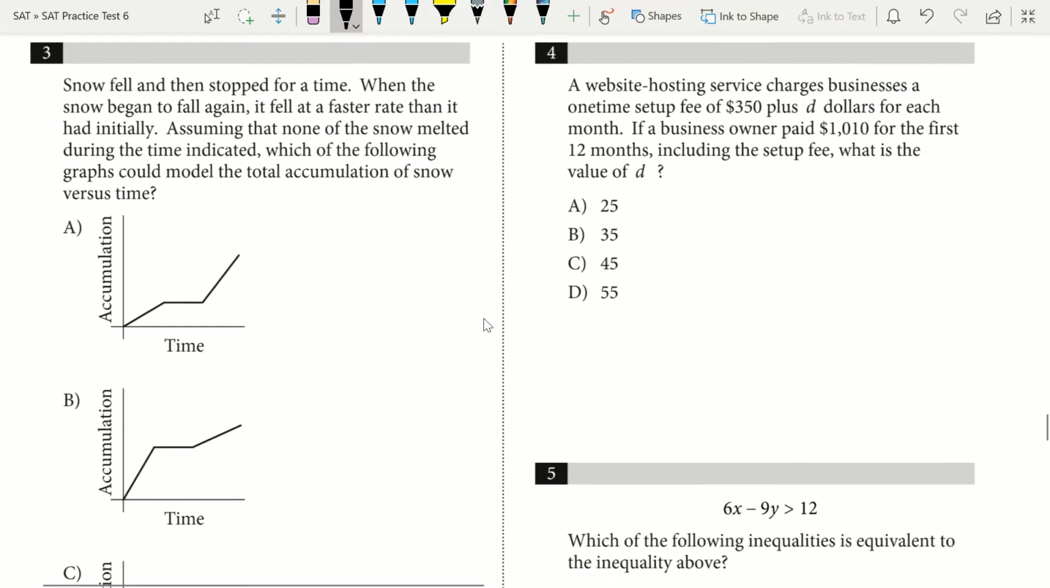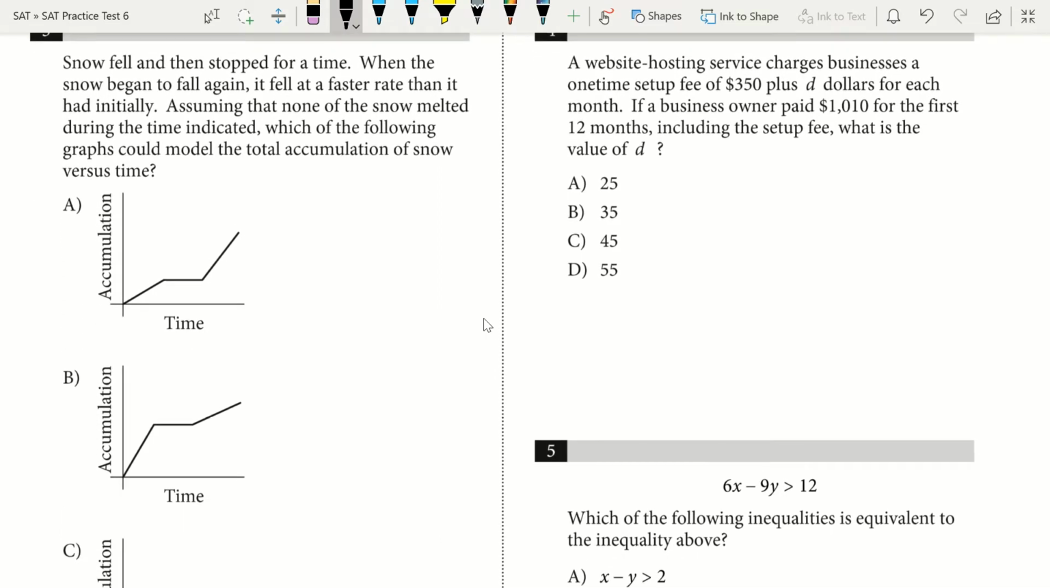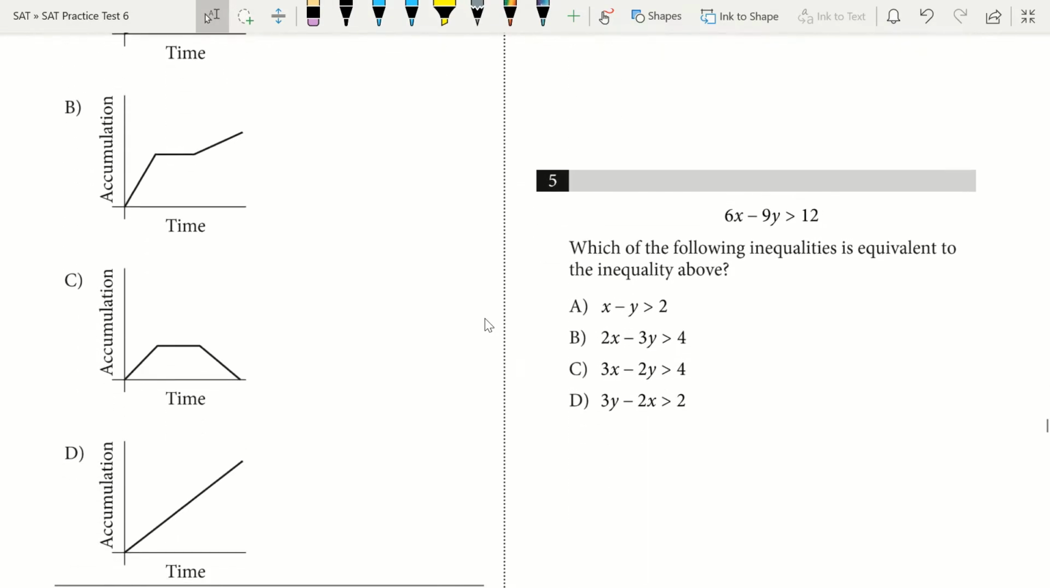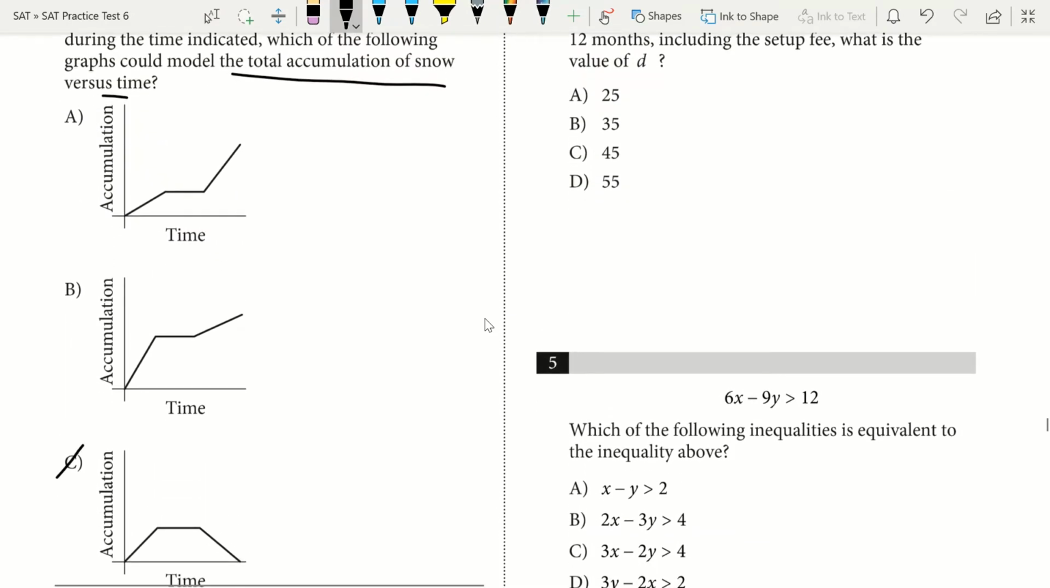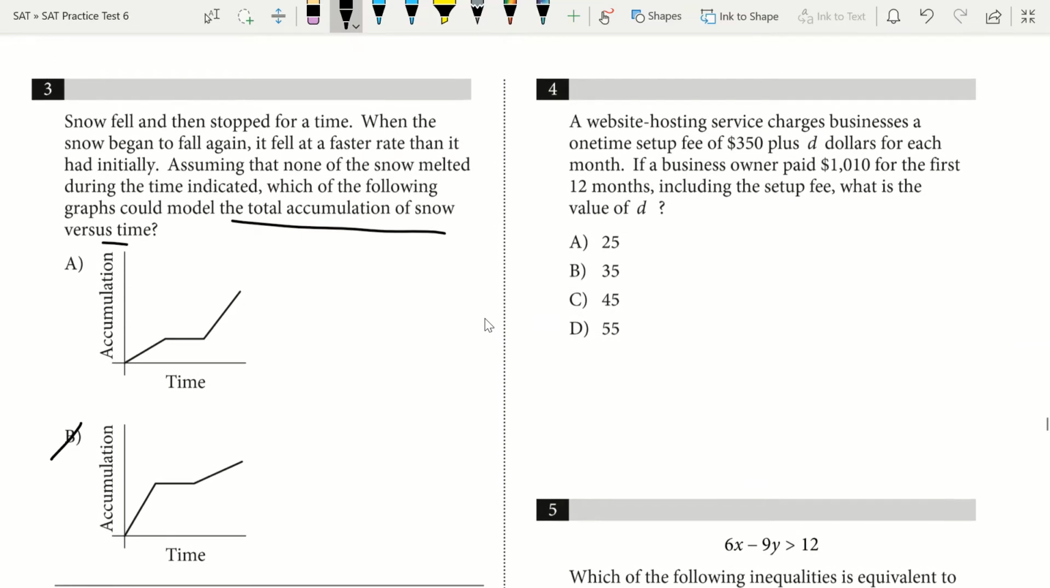All right, question 3. Snow fell and then stopped for a time. When the snow began to fall again, it fell at a faster rate than it had initially. Assuming that none of the snow melted during the time indicated, which of the following graphs could model the total accumulation of snow versus time? Well, I know that we have snow in the beginning and then we level off, so I'm looking for that, and it looks like all 3 graphs have that except D. I can get rid of D. And then I know C is wrong because we start snowing again, which would mean our accumulation would increase. And we're told that it accumulates at a faster rate, right? The snow is falling at a faster rate, so it's going to accumulate faster than in the beginning increase. So our answer is going to be A.